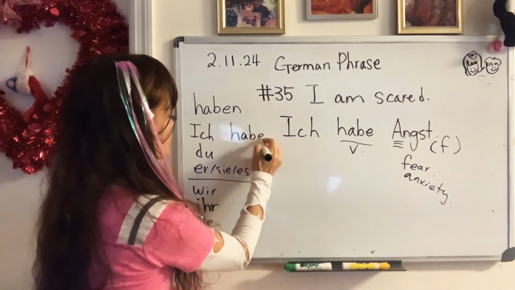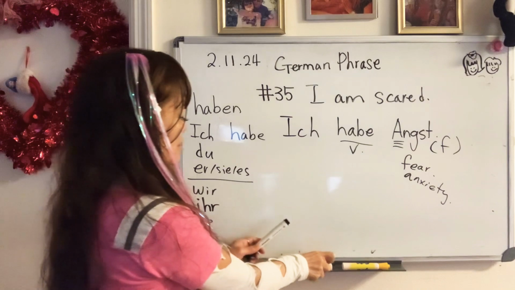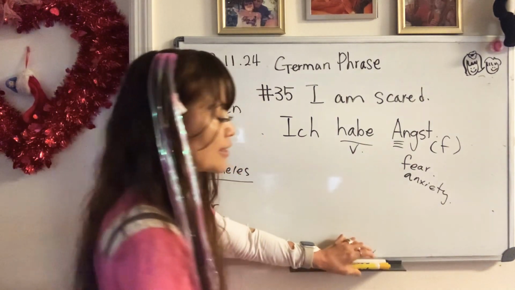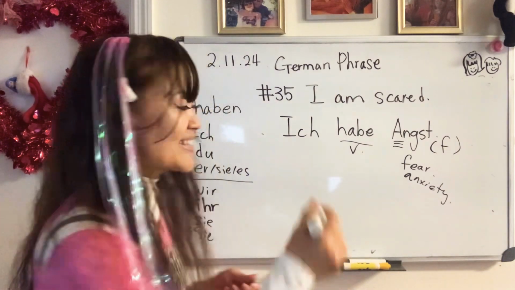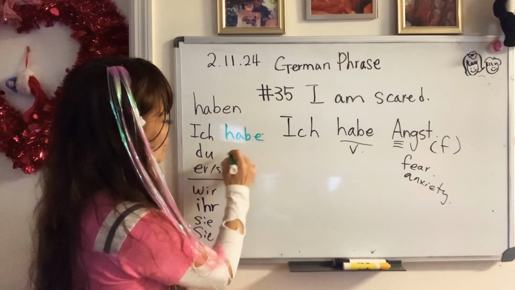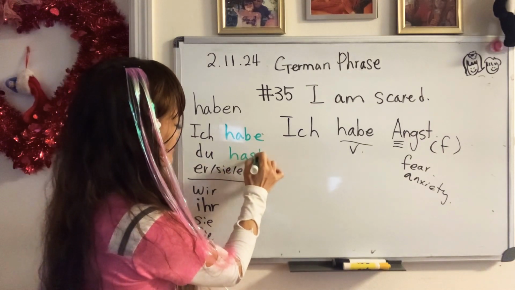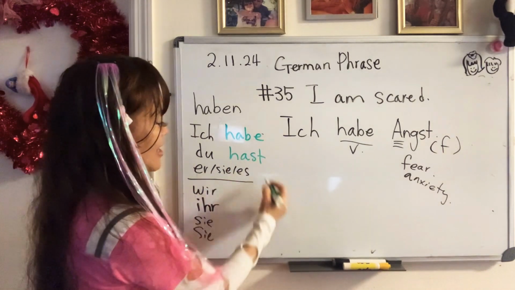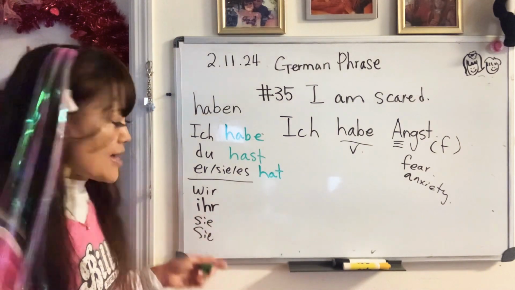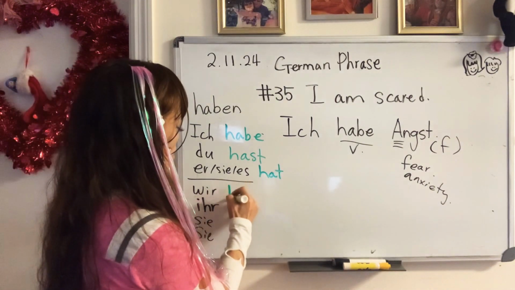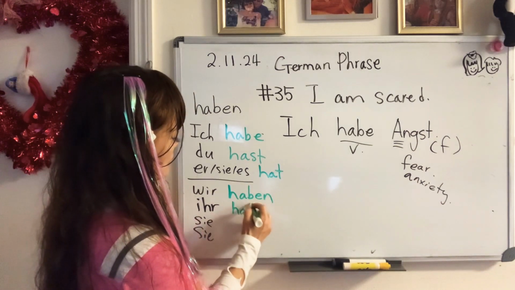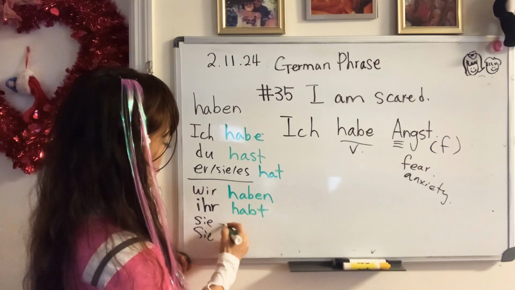Let's write this in a greenish color. Ich habe. Du hast. Er, sie, es hat. It's not the English word hat. And then wir haben. Ihr habt. Sie haben.